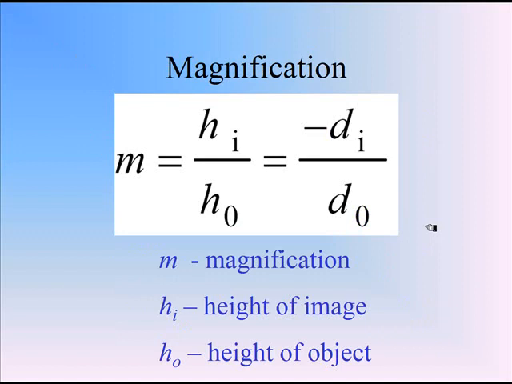Here's first of all the magnification equation. The magnification is simply a ratio of the height of the image divided by the height of the object, or the displacement of the image from the mirror divided by the displacement of the object from the mirror. All right, if your object is further away, then the image will be larger as well. A direct relationship there.